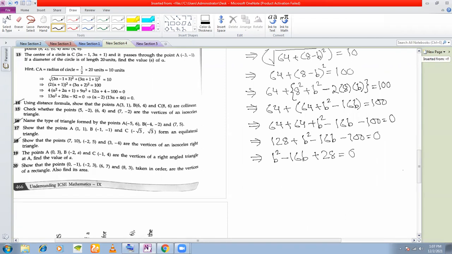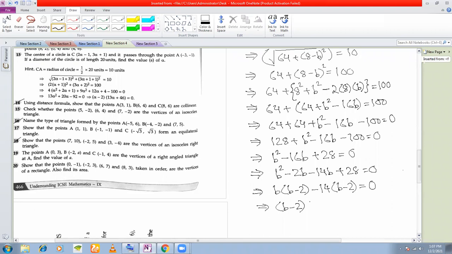So this is giving me a quadratic equation in b, which we can solve by middle term factorization of the left hand side. And what are the factors here? 2 and 14. So minus 2b and minus 14b. So minus 2 and minus 14 are the factors here. Plus 28 is equal to 0. So you're getting b into b minus 2 minus 14 times b minus 2 is equal to 0. So you're getting here b minus 2 into b minus 14 is equal to 0.